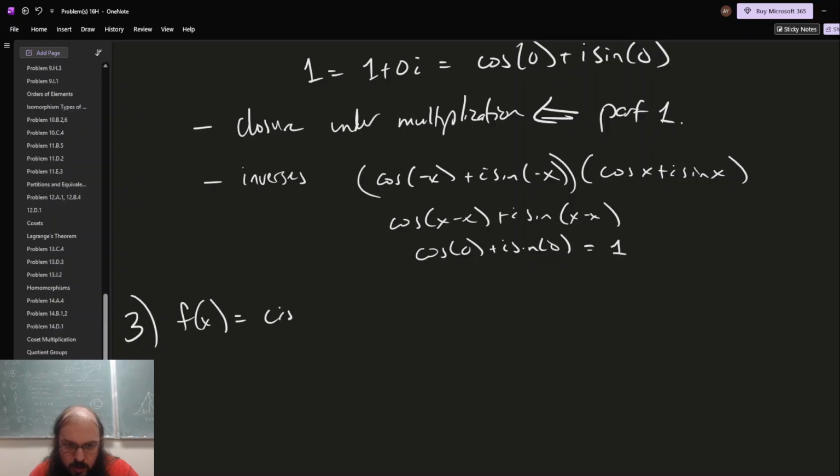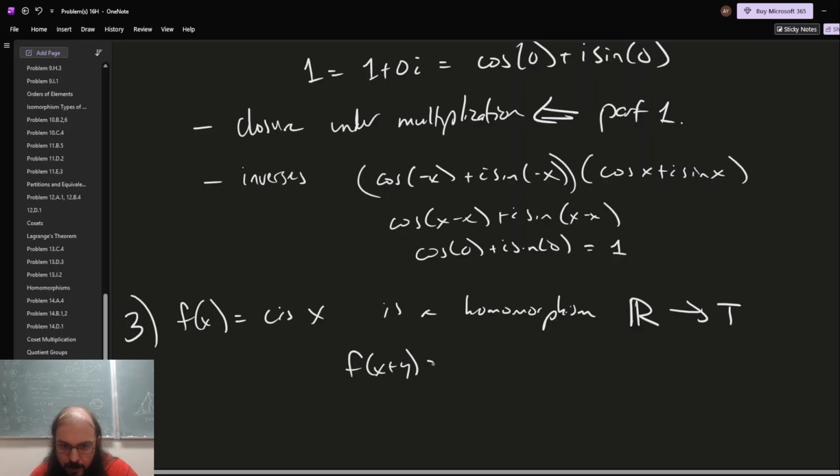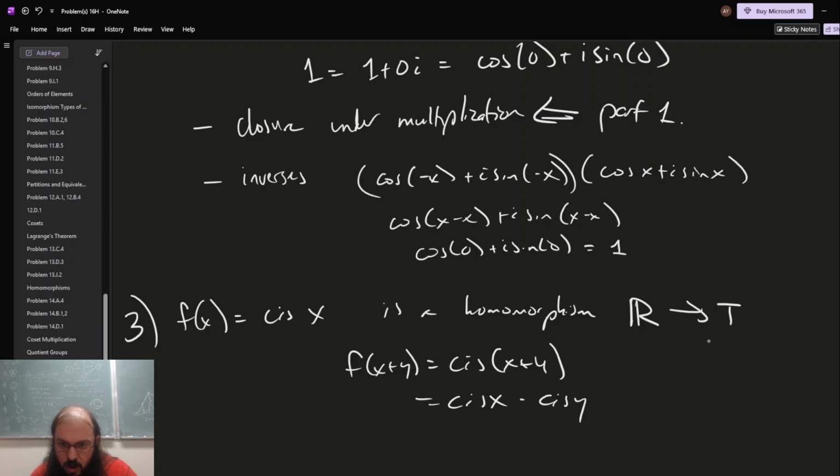f of x equals cis x is a homomorphism from R to T. And yeah, I mean, what to say? This is also basically part 1. Part 1 shows us that f of x plus y equals cis of x plus y equals cis x times cis y. And here the operation is addition, which it is on R, and on T the operation is multiplication. So it's true basically by definition. We did it.